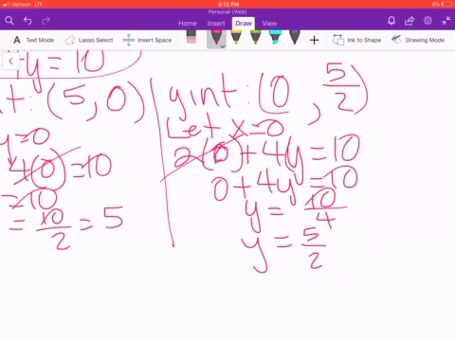And so that's one of the things the question is asking for you to find: the x- and the y-intercept.